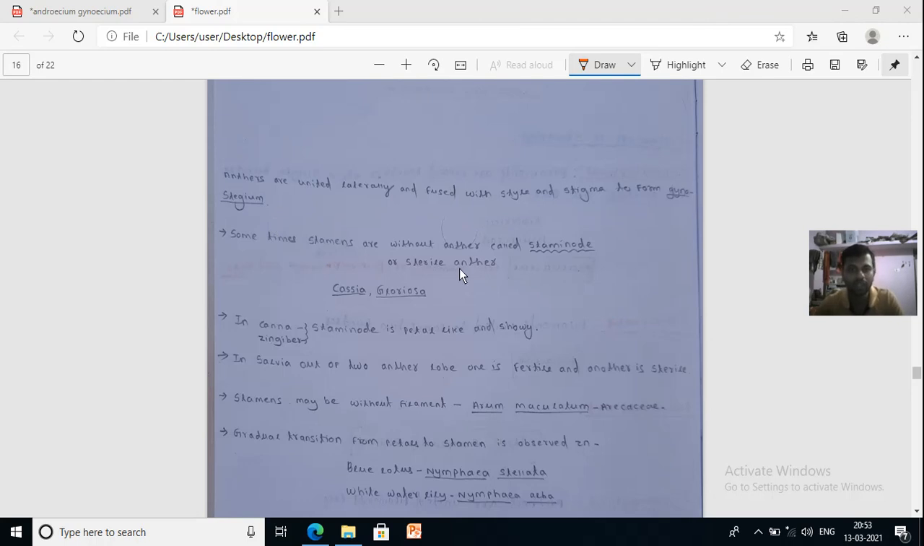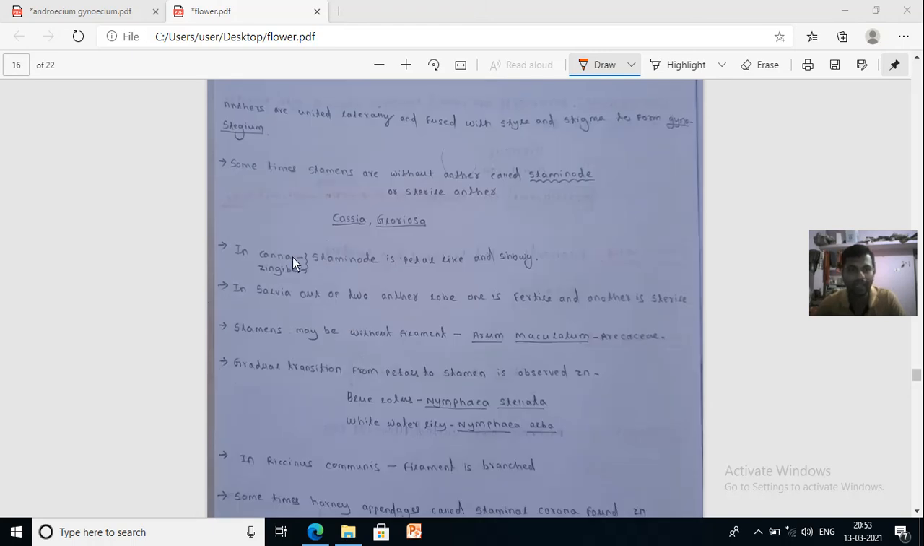Sometimes stamens are without anther, called a staminode condition or a sterile anther. It is found in Cassia and Gloriosa. In Canna, the staminode is petal-like and showy, so the stamen is present but the anther is absent, and it is petaloid. This point is very important. The staminode condition is found in Canna as well as in Zingiber. In Salvia, out of two anther lobes, one is fertile and another is sterile.